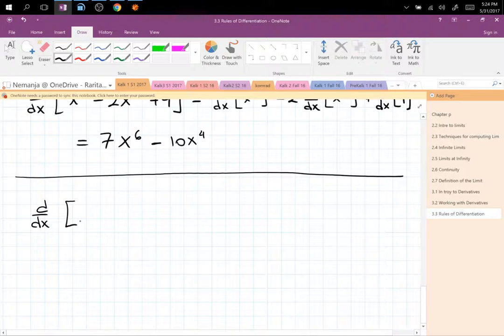So what is the derivative of 3x to the 5 minus 4x to the 6 plus 2x? Let's see.